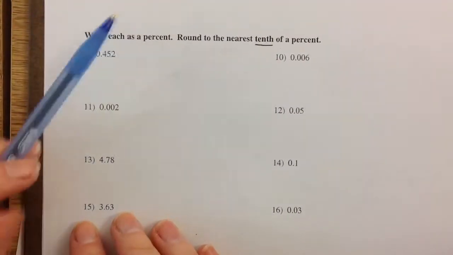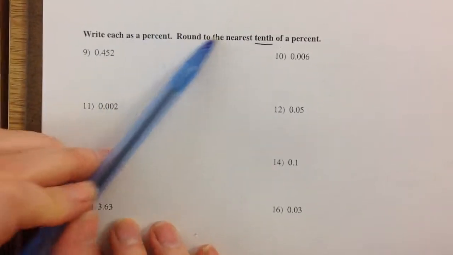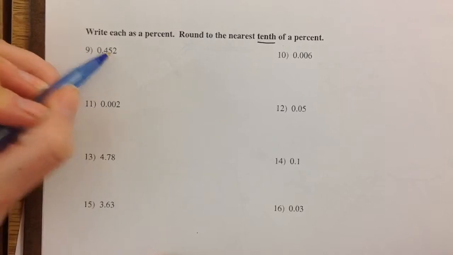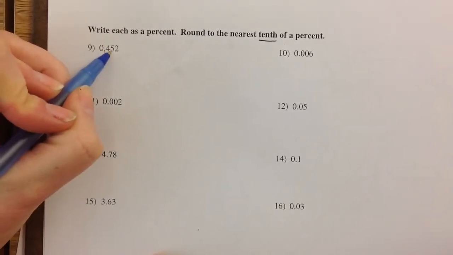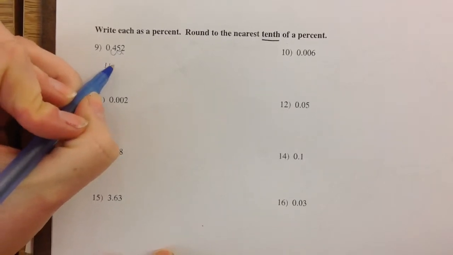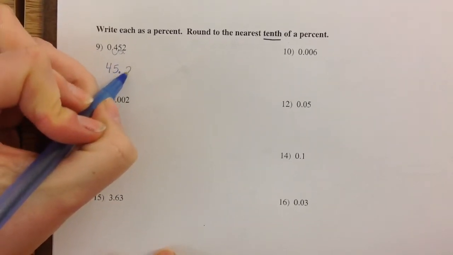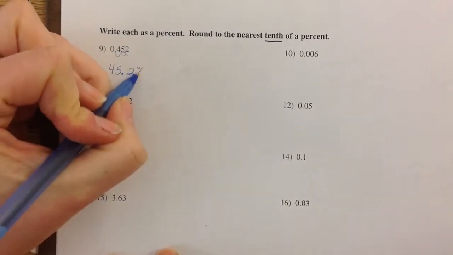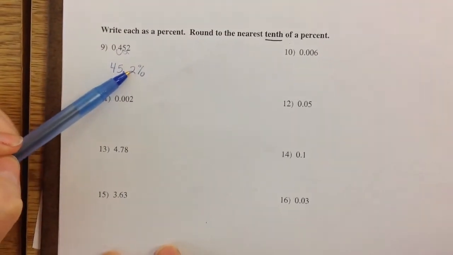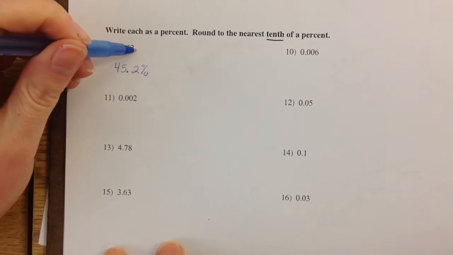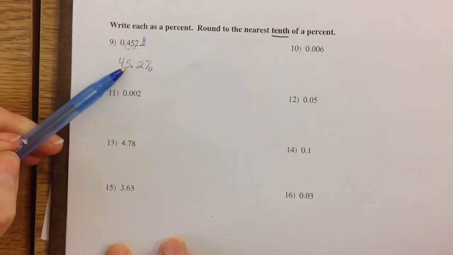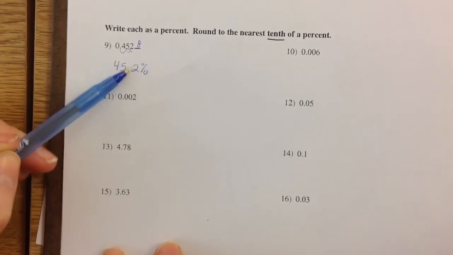The last part of what you're doing here is writing each as a percent and rounding to the nearest tenth. So when we're changing something from a decimal to a percent, the only thing you have to do is slide the decimal place over twice to the right. So in this case, it would be 45 and 2 tenths of a percent. Remember, the tenths place only gets rounded if there's something afterwards. So if this was, let's say, an 8 here, instead of 45 and 2 tenths, it would become 45 and 3 tenths.